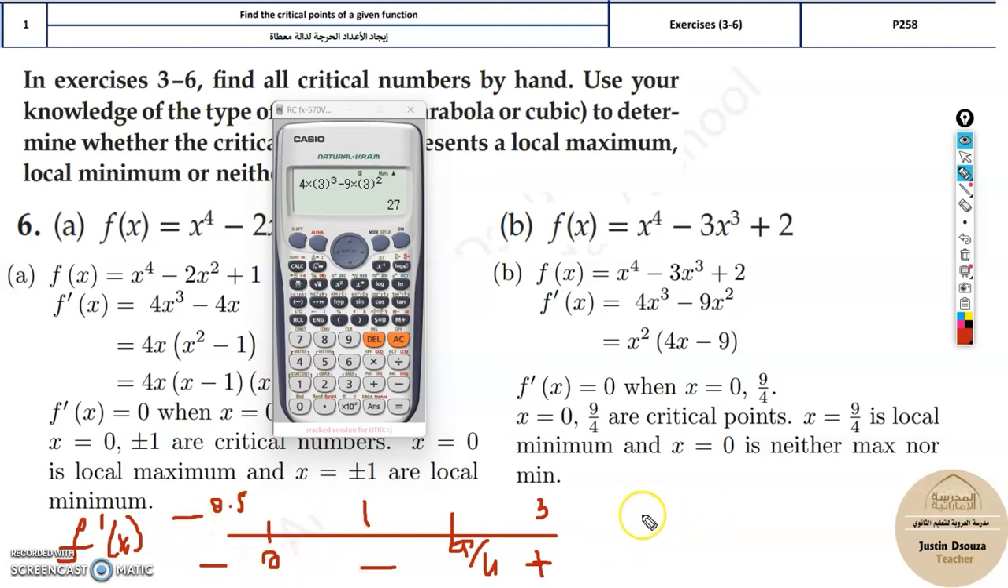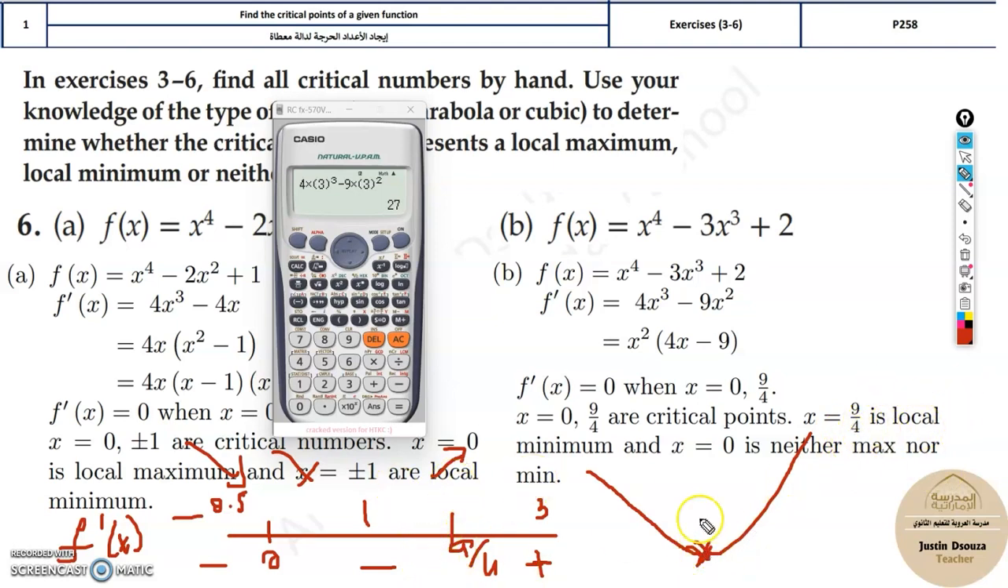This part, it's decreasing. Again, it's decreasing. Only over here, it's increasing. So the graph is something like this. Only at 9 by 4 it's increasing, so the critical value is only over here. See, this is a minimum. 9 by 4 is a local minimum.